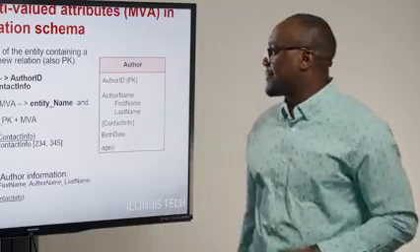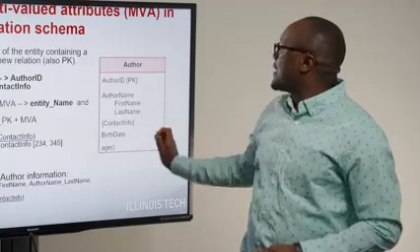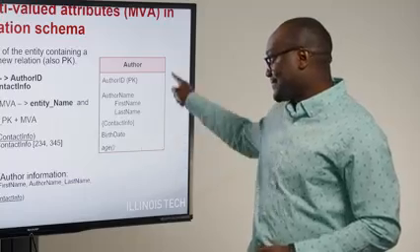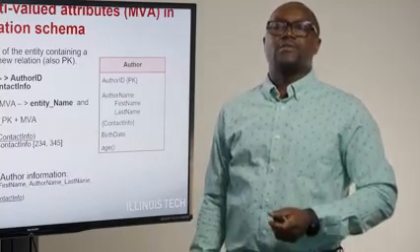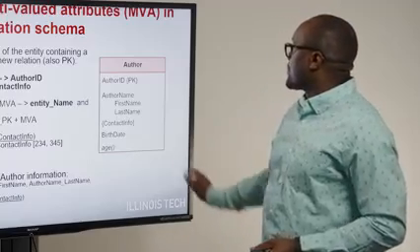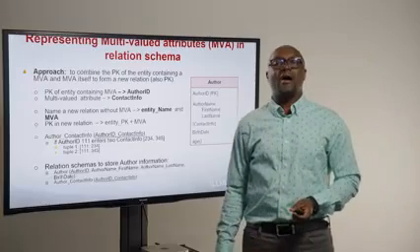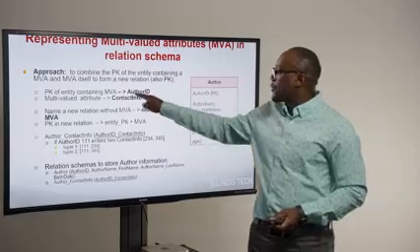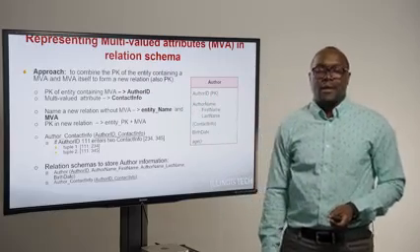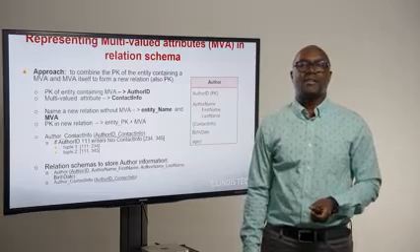Let's go step by step. The first step, let's see what's the primary key of the entity containing the multi-valued attribute. It is the author name. This is the entity that contains the multi-valued attribute. These are the multi-valued attributes. So we're interested in the primary key of that entity, which is author ID. We put it aside. Then we look at the multi-valued attribute, contact information.